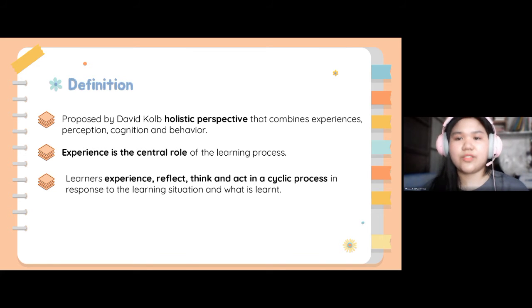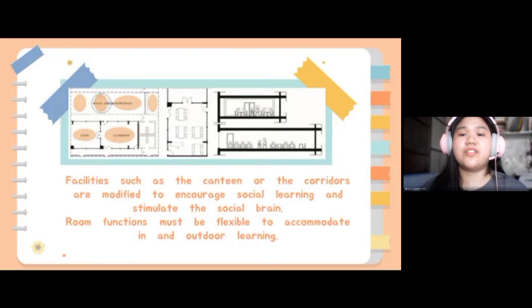Once we've done this reflection, we act appropriately, having gained new knowledge from the experience. This learning theory emphasizes the process rather than the outcome. Facilities in an experiential learning classroom, such as the canteen or the corridors, are modified to encourage social learning and stimulate the social brain. Room functions should be flexible to accommodate indoor and outdoor learning.